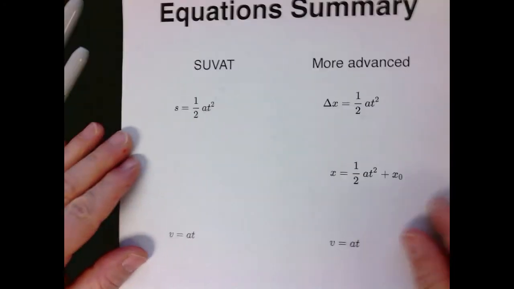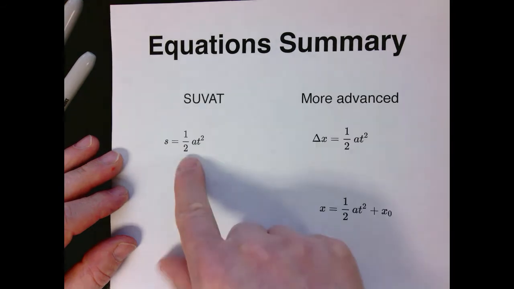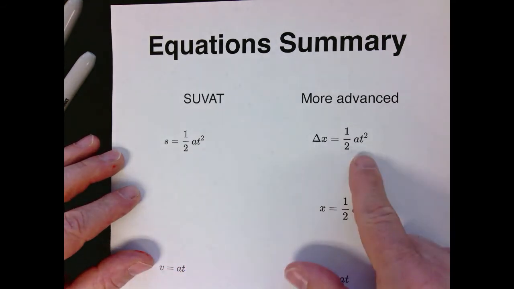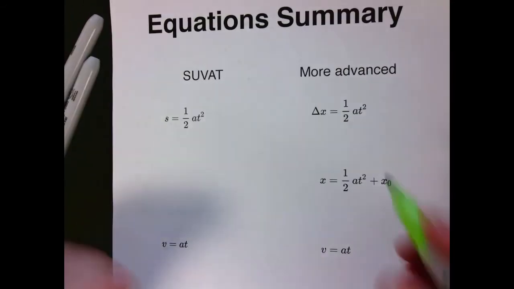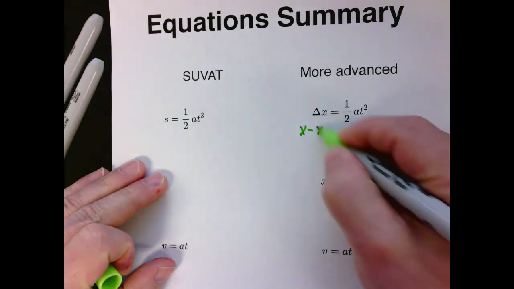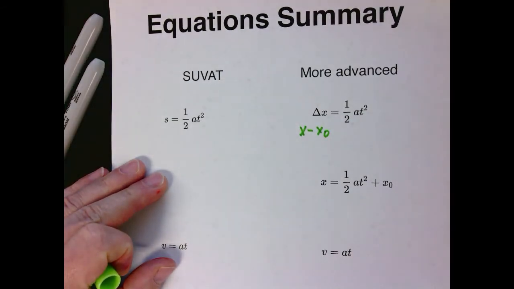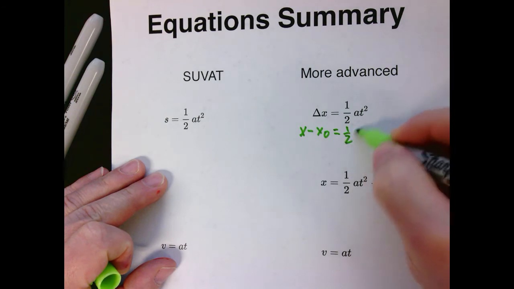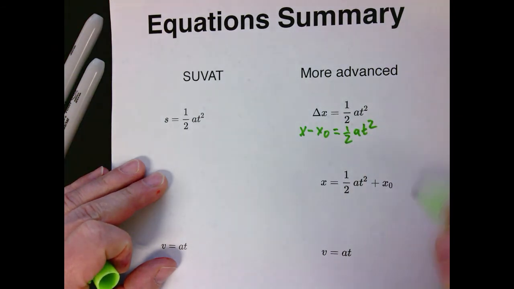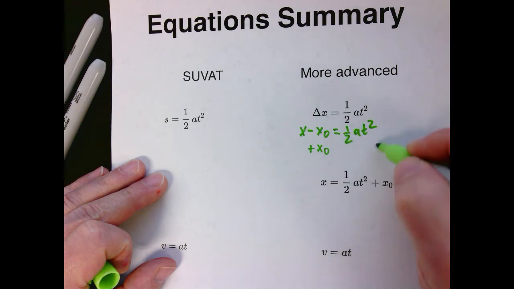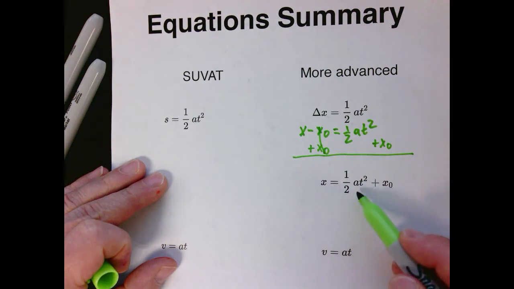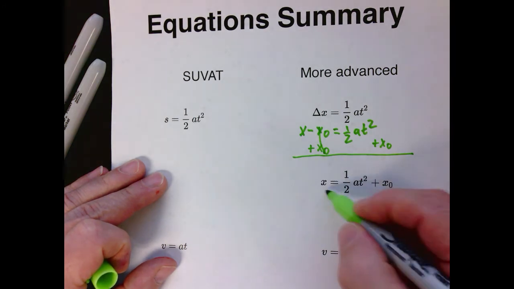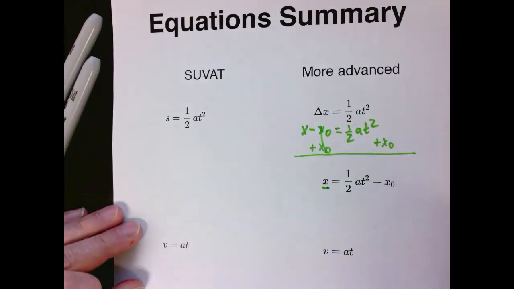So now let's take a look at our equations to summarize from this lesson. With the SUVAT, we have S equals 1/2 AT squared. More advanced is delta x. What we know is that delta x is equal to x minus x0. And if we add x0 to both sides, we'll be left with x equals 1/2 at squared plus x0. So we can get the position. Again, something we can't get with the SUVAT equations.